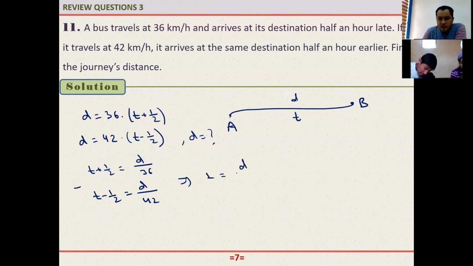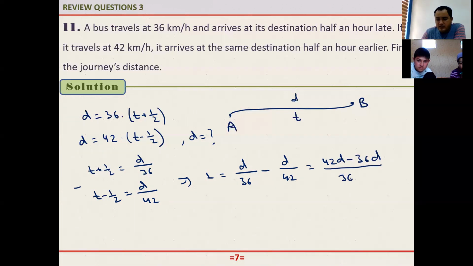On the right hand side, we have D over 36 minus D over 42, which is equal to 42D minus 36D over 36 times 42. Do not multiply, because we may actually simplify these common factors here. So what we have here, 1 equals 6 times D over 36 times 42, and here we have 6 times 42, right? They cancel each other.